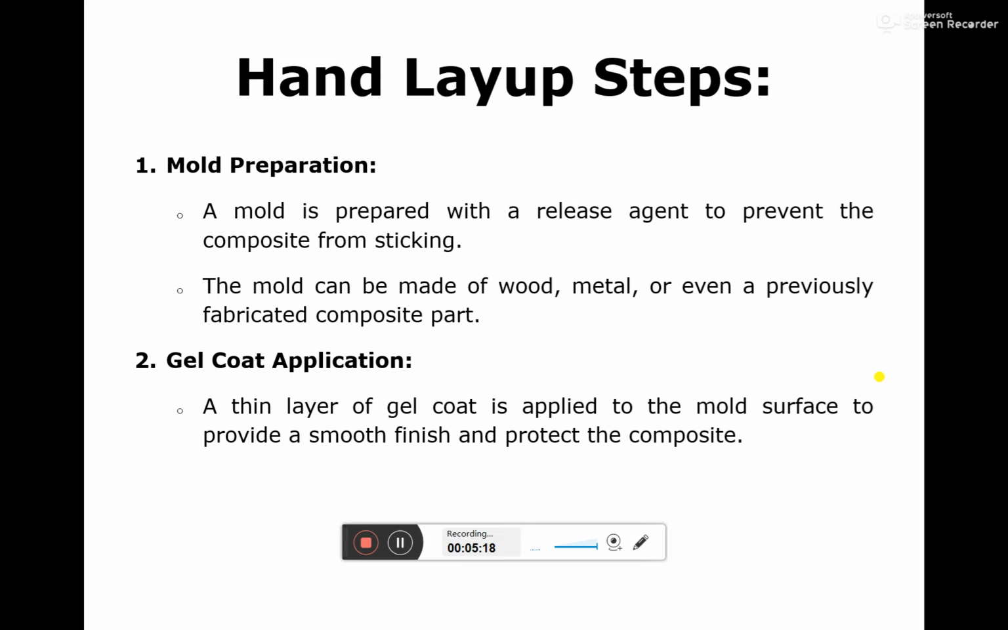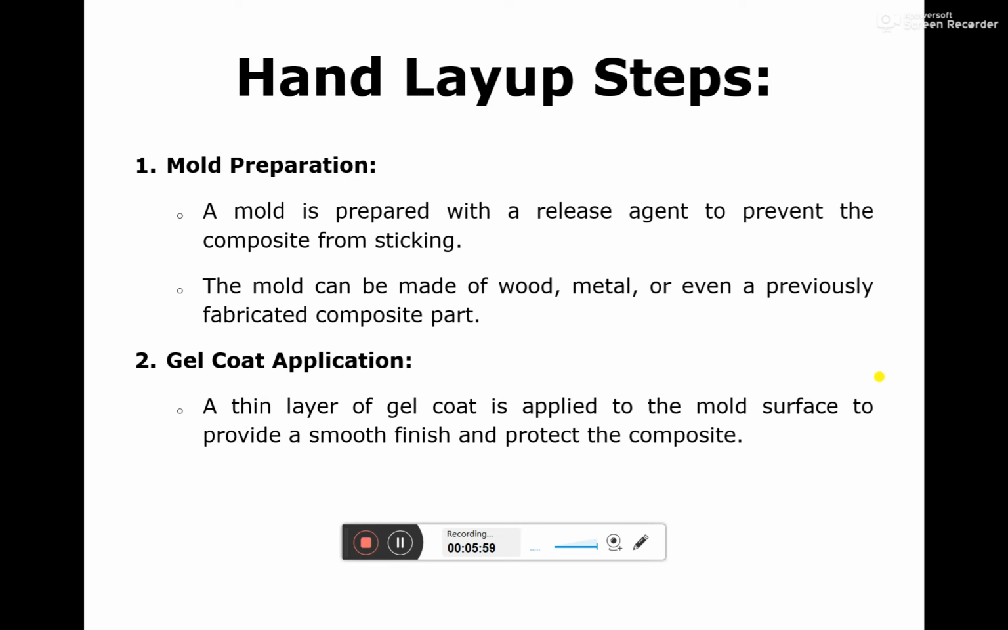The next step is that we can apply the gel coat over the mold. Sometimes a thin layer of gel coat is applied over the mold surface in such a way that we get a smooth surface finish to protect the composite. We can apply the gel coat over this particular mold such that we get a good surface, a smooth finish.